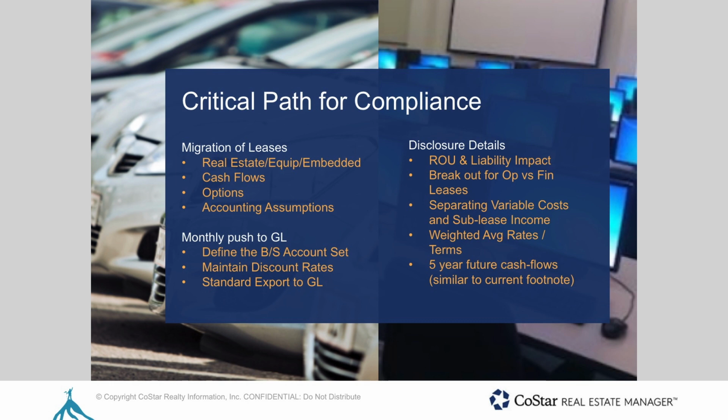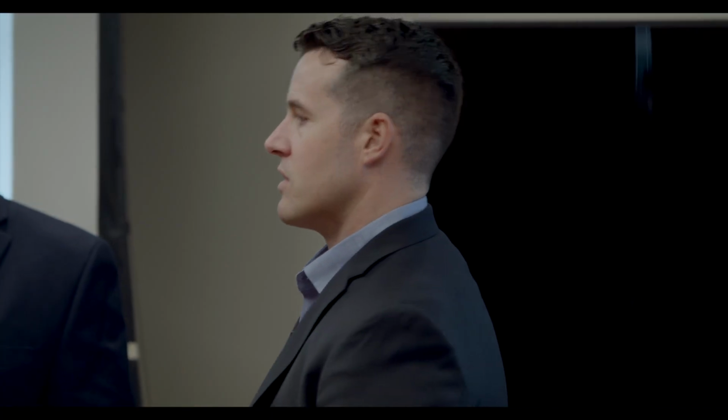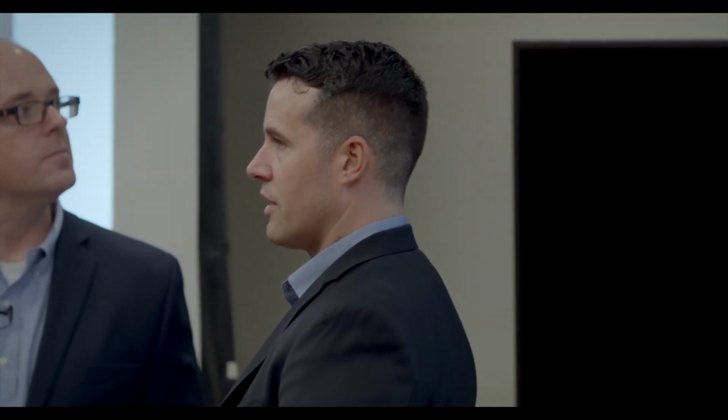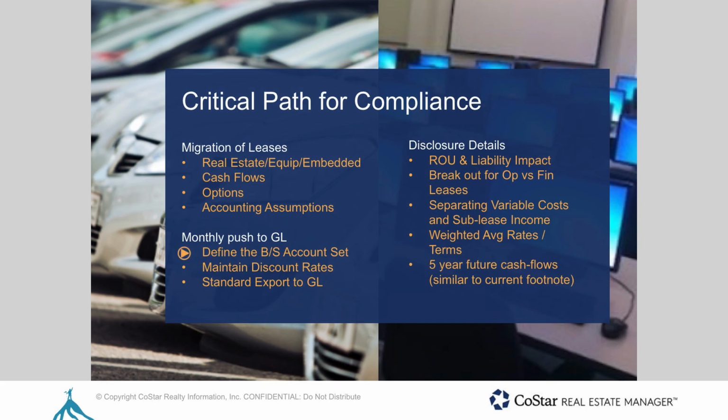That first bucket that we talked about, that critical path item, so the migration of leases, we've hit on that from a data standpoint, making sure that the monthly push to the GL is functioning appropriately, right? I'm not going to get into the CoStar specifics in too much detail here, but making sure that we have appropriate definition around those balance sheet accounts. We're structuring the journal entries in the appropriate format. That may not always mean automation or direct connection with GL, but certainly in most cases would mean at least an extraction in some type of Excel file or report that's going to get you those monthly entries on an ongoing basis.